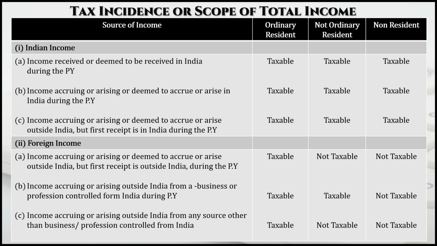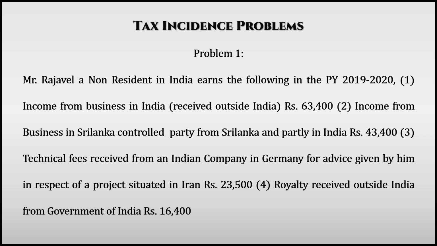So first, when you see the question, you have to determine whether it's an Indian income or a foreign income. Then you will have to put it to tax for whoever is going to be taxed, whether it's an ordinary, not ordinary, or non-resident. That is the meaning of the term tax incidence or scope of total income. Now we are going to take a few simple problems and see how each amount of income that is earned by people will be put to tax under this concept. So first we'll start with the first sum. I'll read the sum to you and then I'll explain the solution in the next slide.